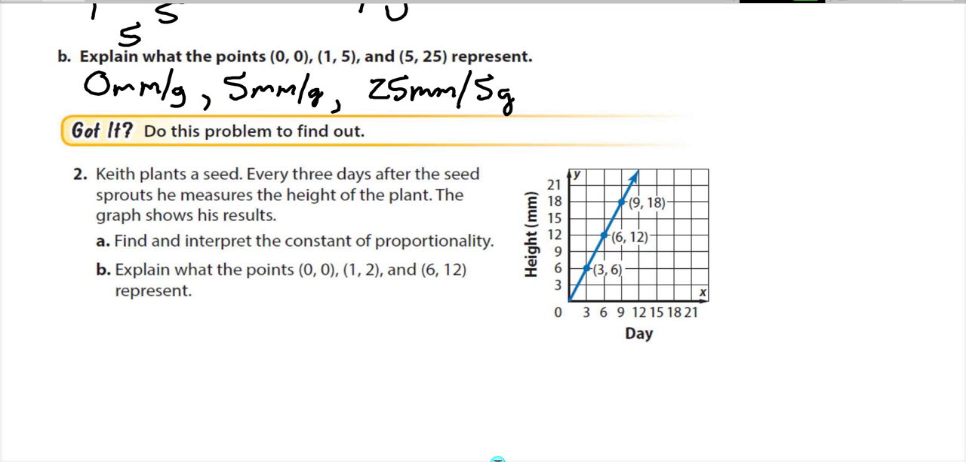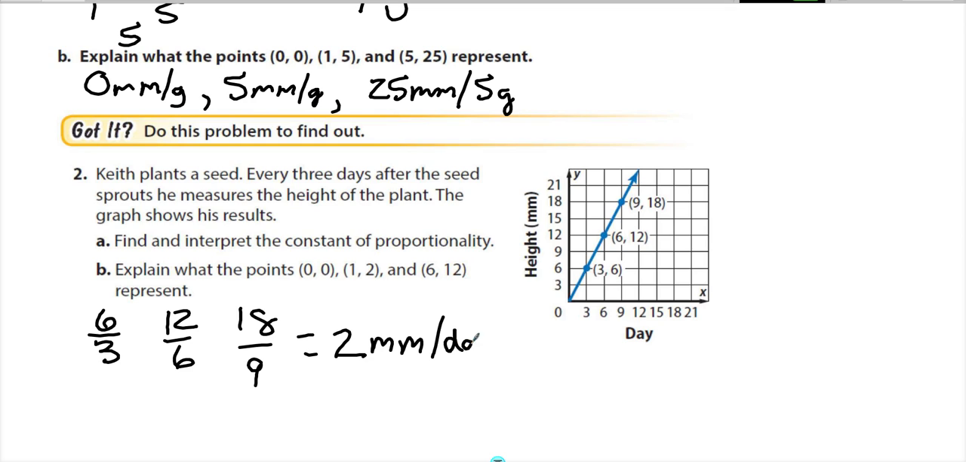Okay, so in this one, it says that the height is proportional to the day. So that means we'll do 6 over 3 and 12 over 6 and 18 over 9. Okay, and we get the answer of 2 every single time. So it means that it grows 2 millimeters per day. 2 millimeters per day.